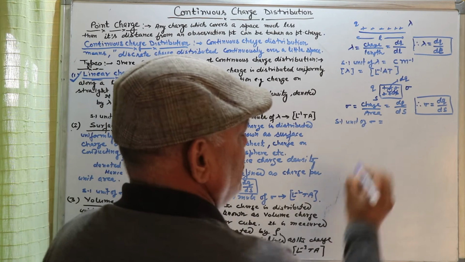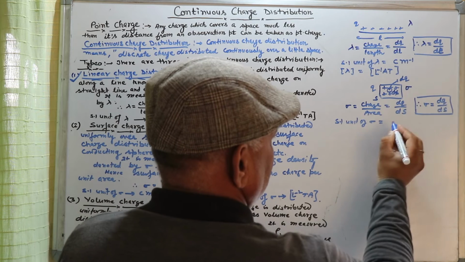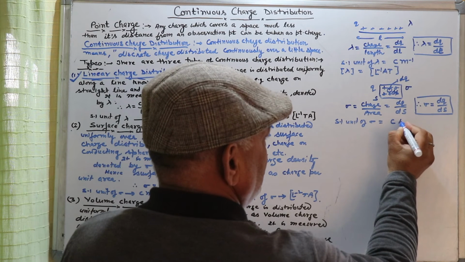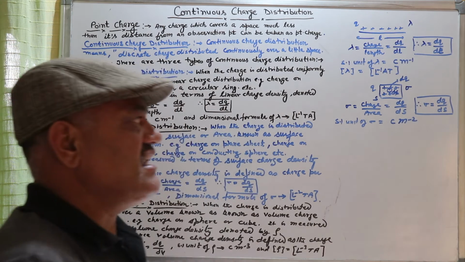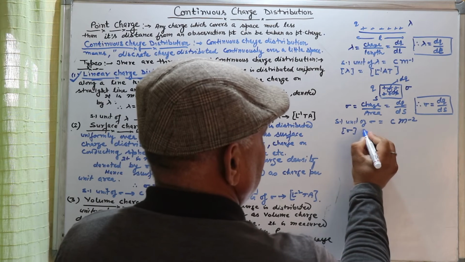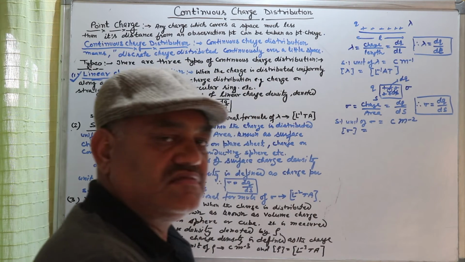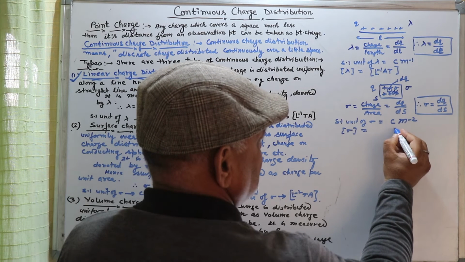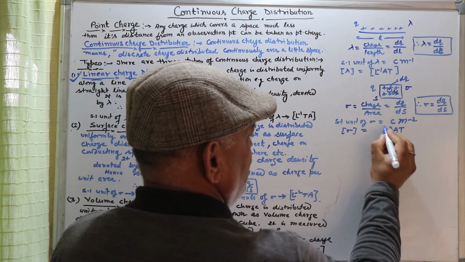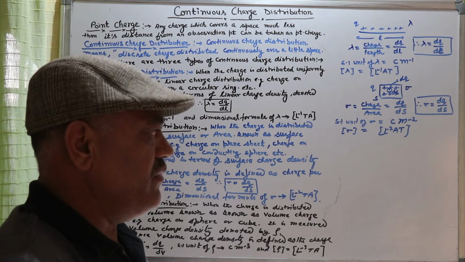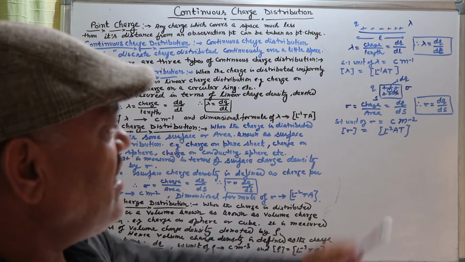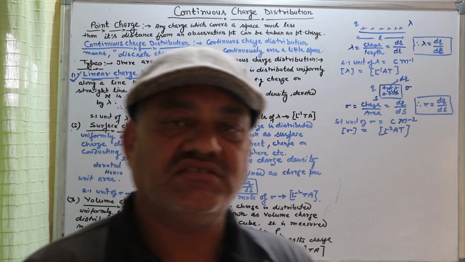Now, the SI unit of surface charge density sigma: the SI unit of charge is coulomb, and the unit of area is meter square, so it will be coulomb meter inverse square. Now the dimensional formula of sigma: charge is ampere and time, and the dimensional formula of area is L square, so meter inverse square gives L inverse square. So this is all about the surface charge distribution.